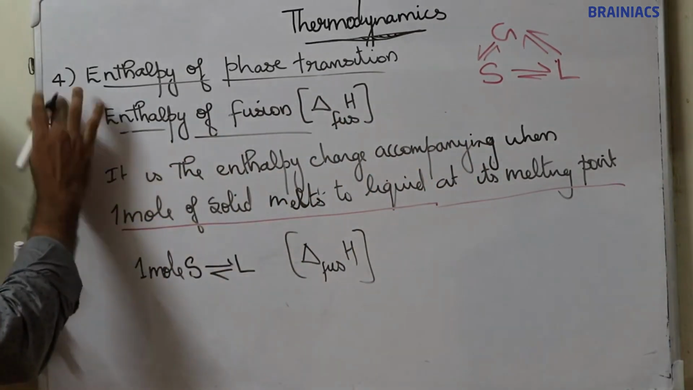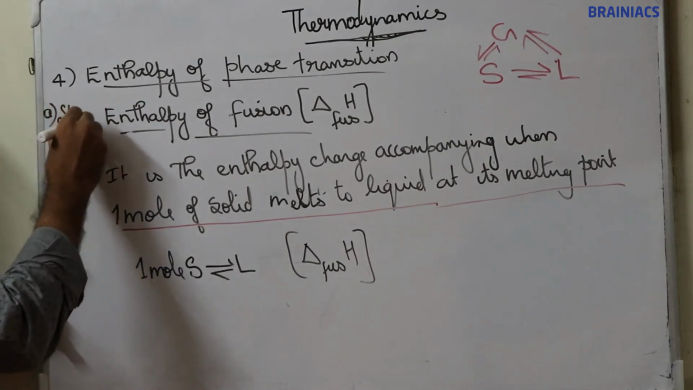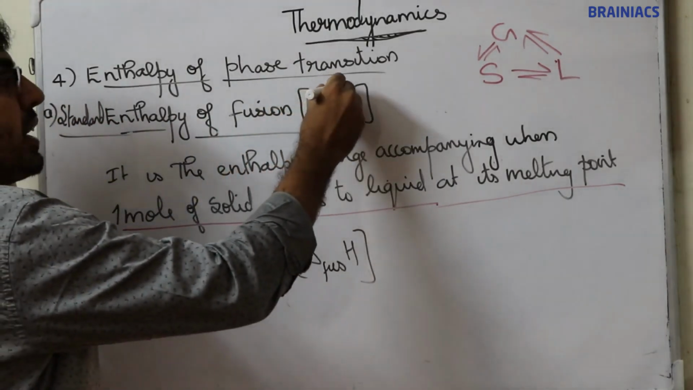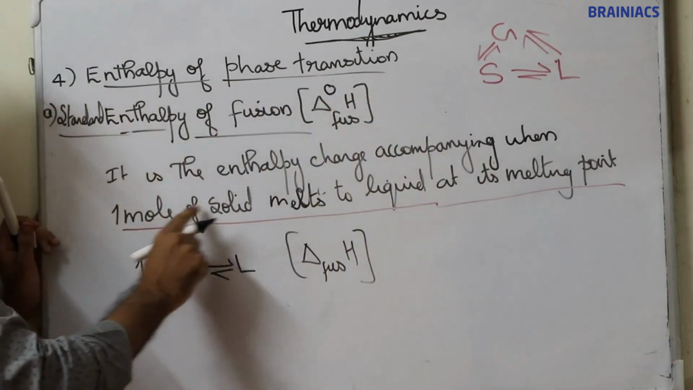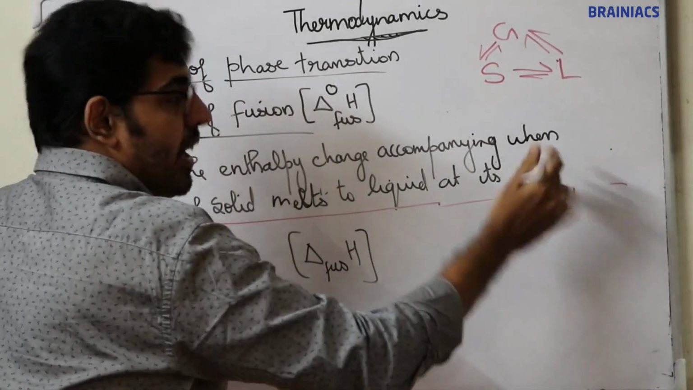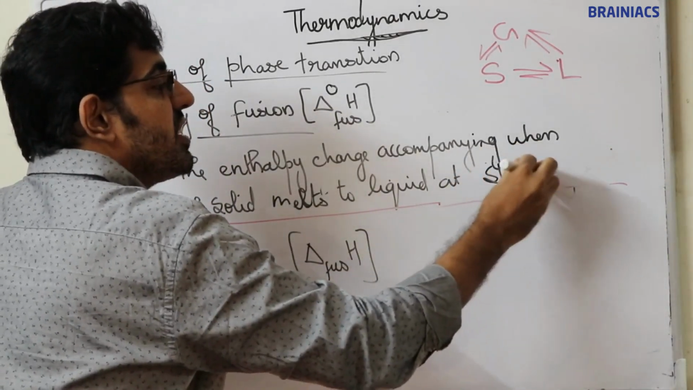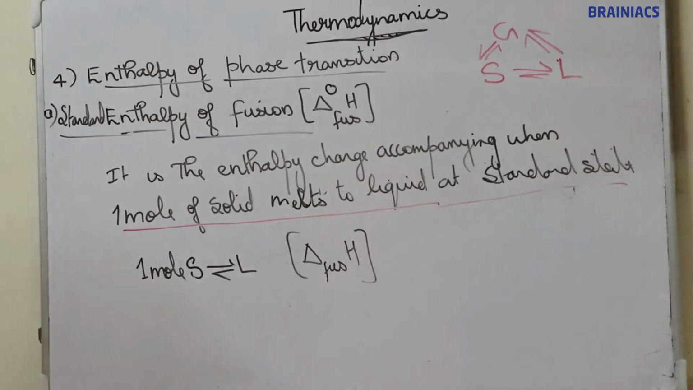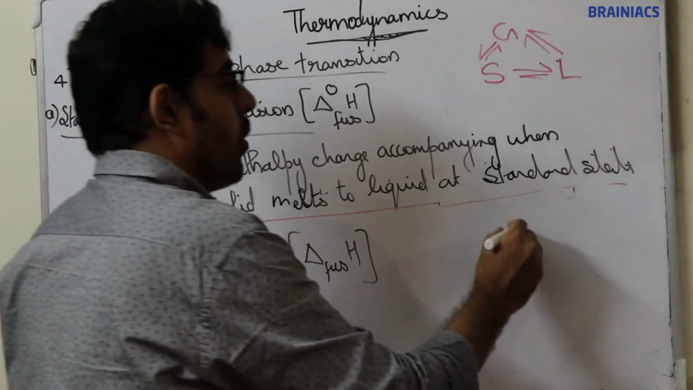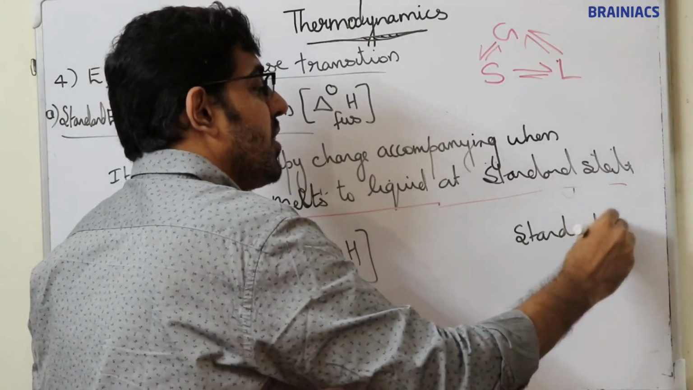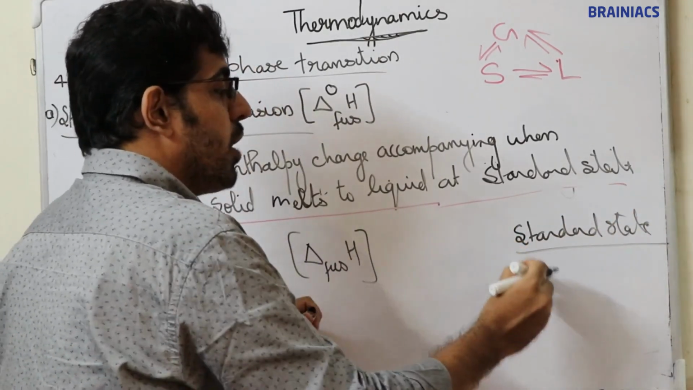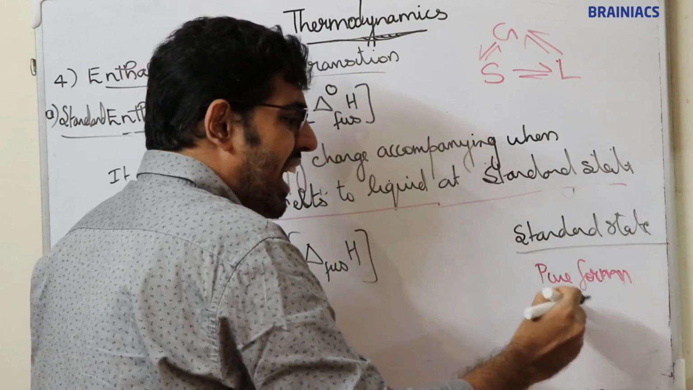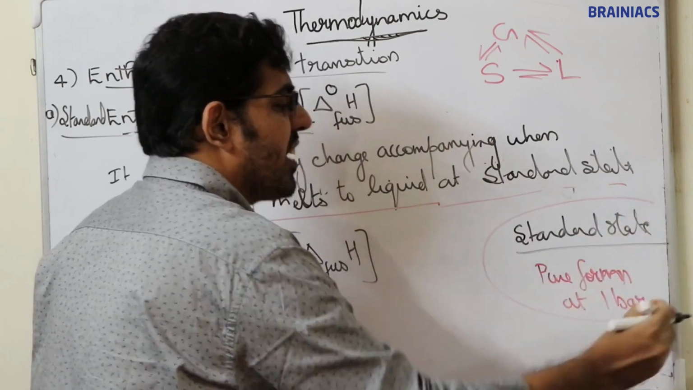Now, what is standard enthalpy of fusion? Standard enthalpy of fusion is represented by theta. It is the enthalpy change accompanying when 1 mole of solid melts to liquid at standard state. What is standard state? Standard state means pure form of a substance at 1 bar pressure. This is the standard state condition.